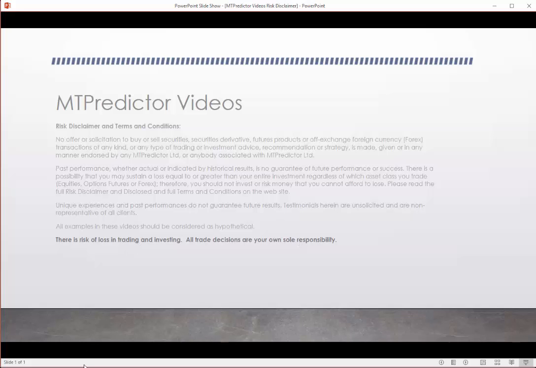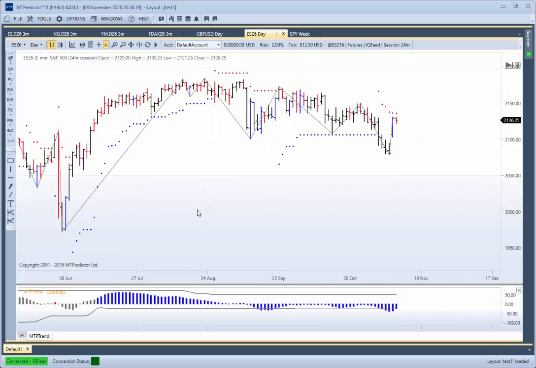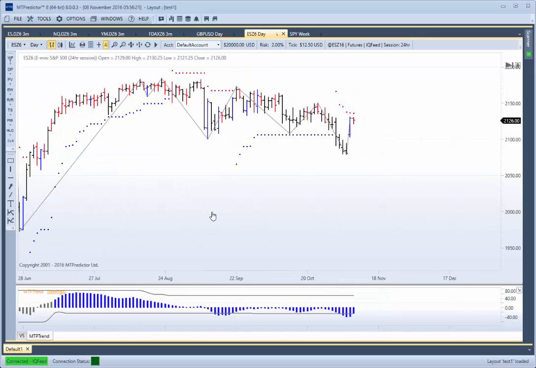Right, let's go and have a look at how the US markets are unfolding on the day before the US election. So today is Tuesday the 8th of November in the UK in the morning. So let's have a look at the daily chart of the ES.